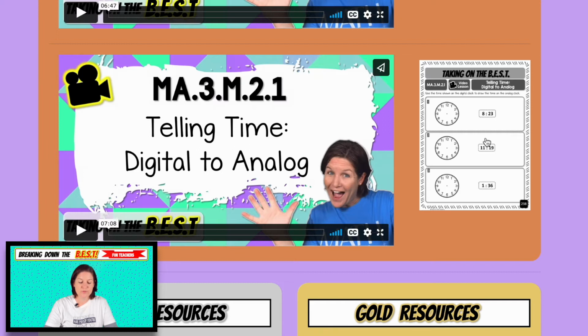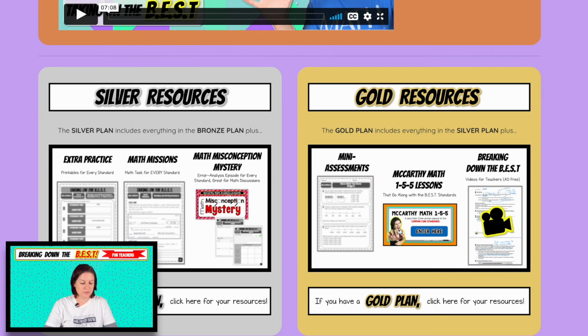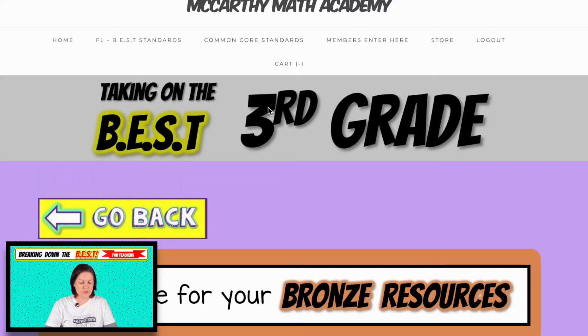You also have your printables right over here. What I'm going to do though is go ahead and click on the silver plan so I can show you.